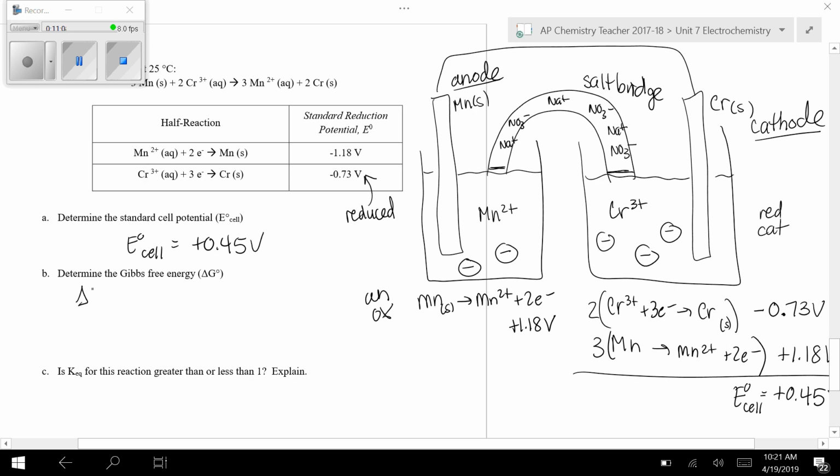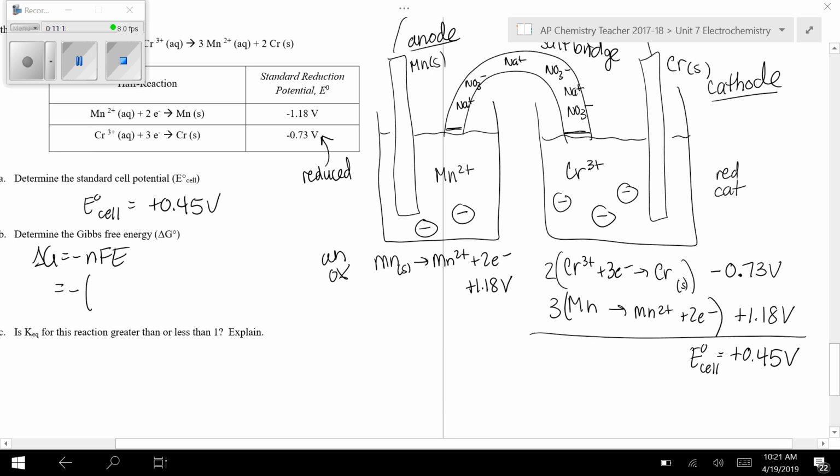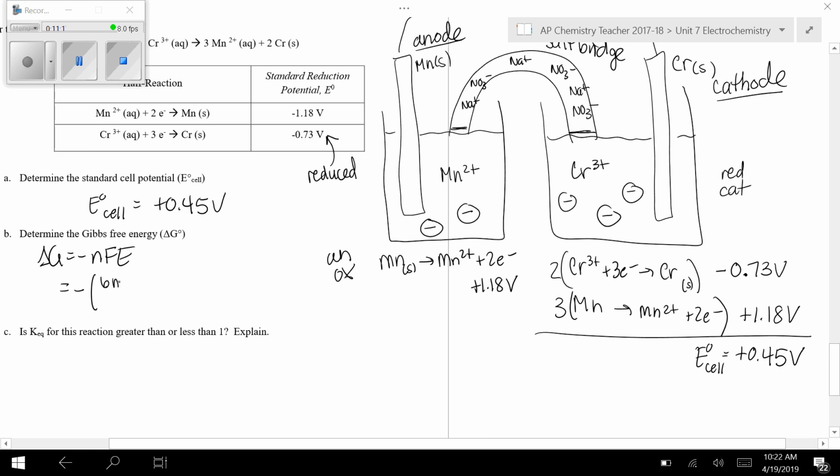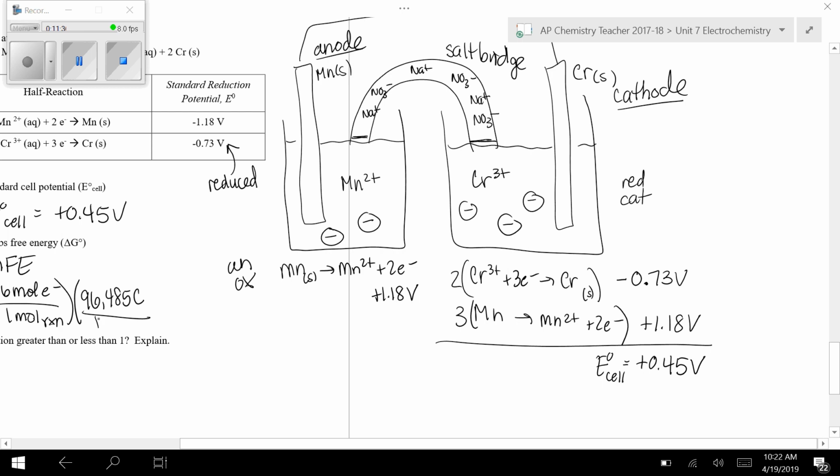The Gibbs free energy, delta G equals negative nFE. So n is my moles of electrons. It looks like in this reaction, there are 6 moles of electrons transferred for every 1 reaction unit. And Faraday's constant tells us that it's this many coulombs of charge per every 1 mole of electrons. And then my volts, I can also think of as being a joule per coulomb. So 0.45 joules per coulomb.